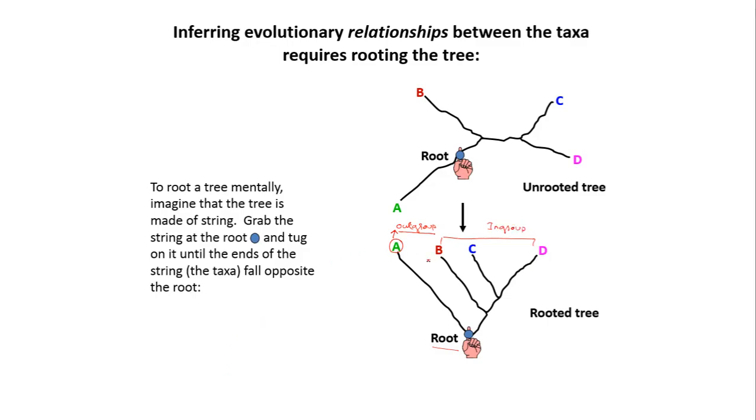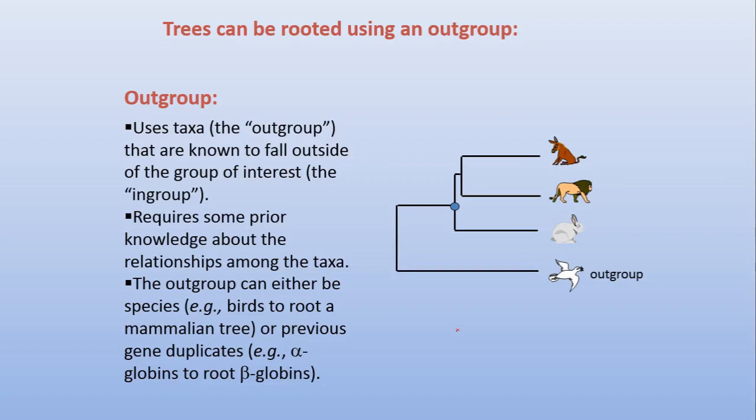Okay, so in this way you have got two types of groups in your phylogenetic tree, what we call the in group and what we call the out group. Out group is used to root your phylogenetic tree. Okay, so this is what we were talking about, that out group.